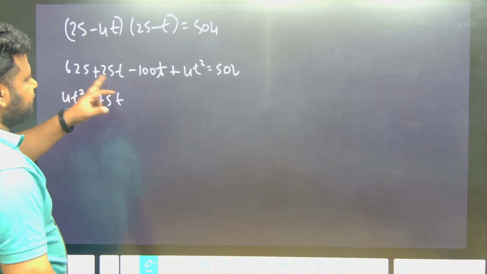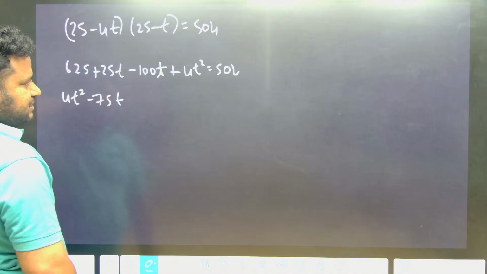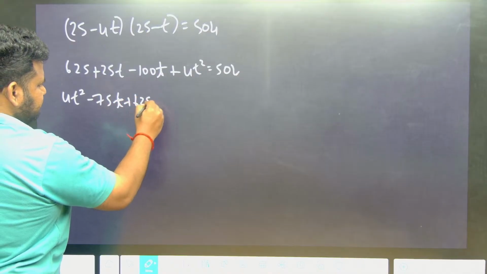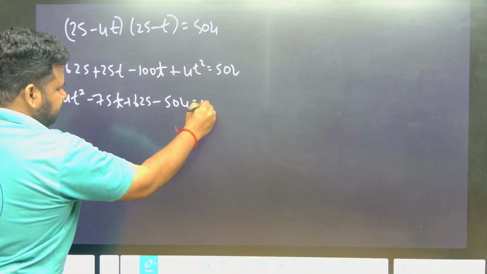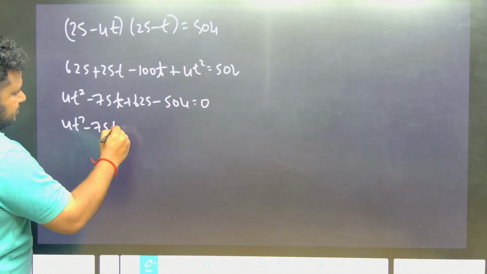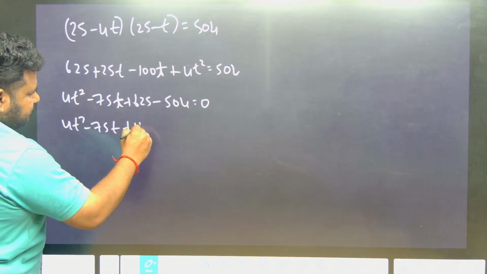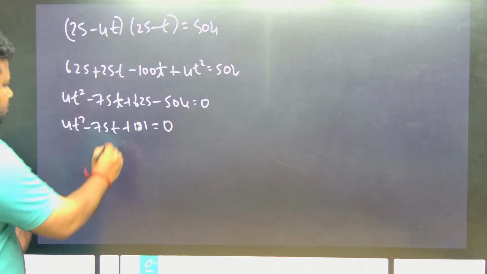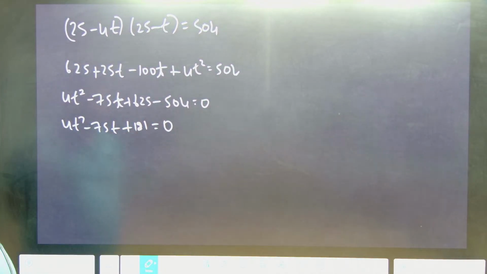We are having 625 minus 504, if I bring it this side, 625 minus 504 is equal to 0. Let us further simplify. 4t square minus 125t, plus 121 is equal to 0. This is what we will have. Okay, 121 into 4 is what? 121 into 4 is 484. So can we simplify this?